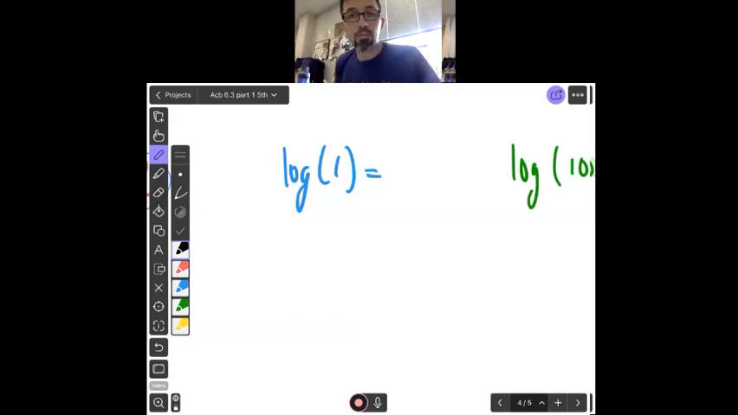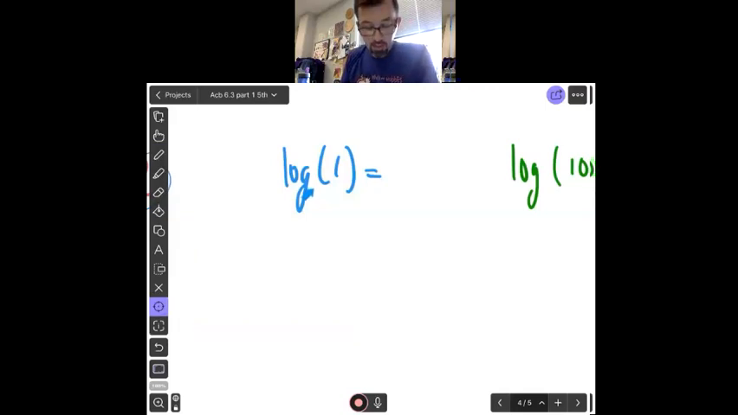No, not one square. What's the base, Piper? What's the base? Okay, so how do you read that? If that's base 10, log base 10 of 1, how do you read that? What's it mean?